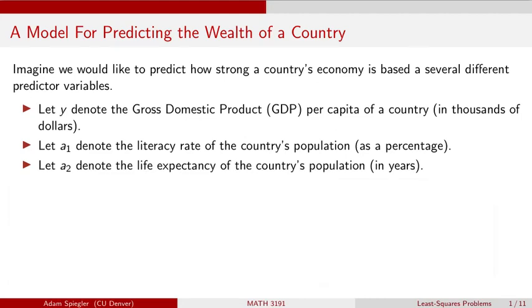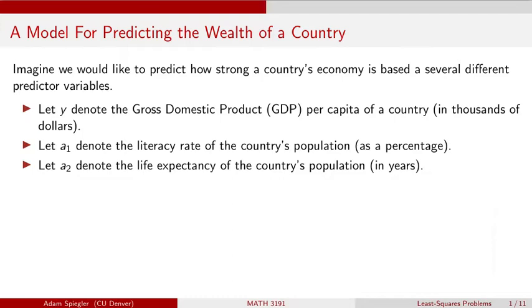All right, welcome everybody. In this video, we are going to finally put into practice some of the tools that we've been practicing with: orthogonal projections, finding orthogonal bases using the Gram-Schmidt process, finding orthonormal bases, and using these constructions to come up with best approximations. So let's consider an application where we could apply this.